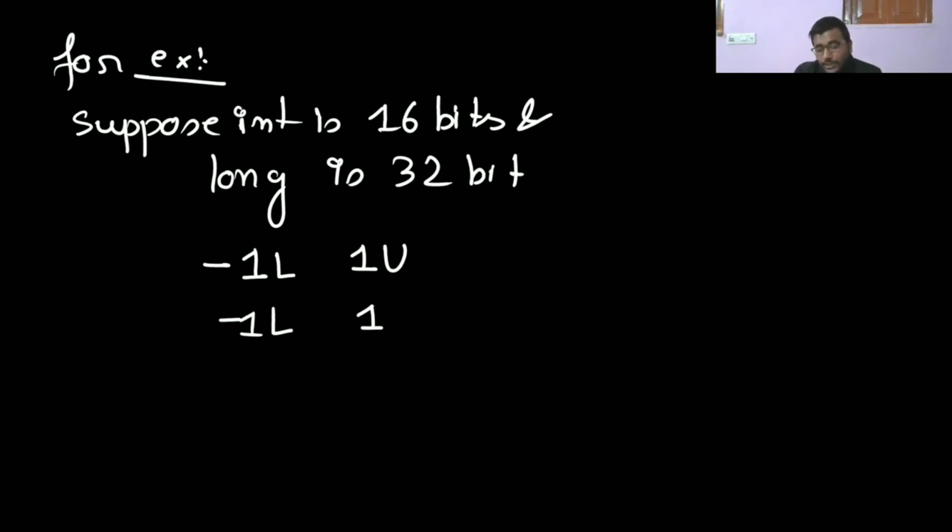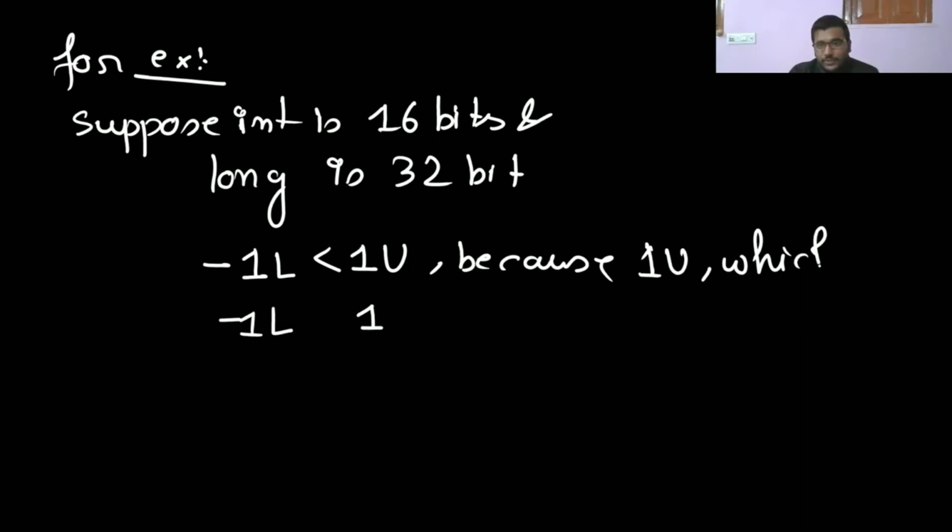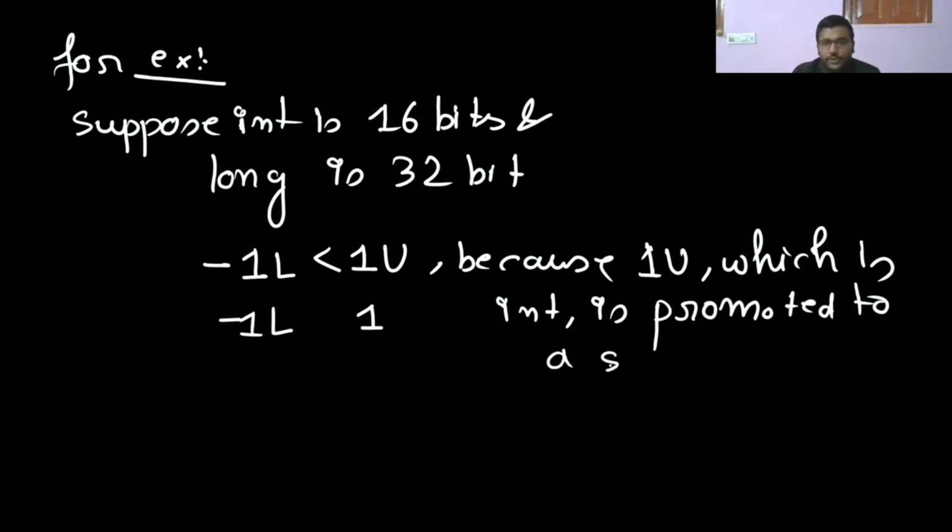So which of these two is going to be greater? Because it is a signed long, it will get converted into signed long. 1U, which is int, is promoted to a signed long, because here it is a signed long, so it will get converted into signed.